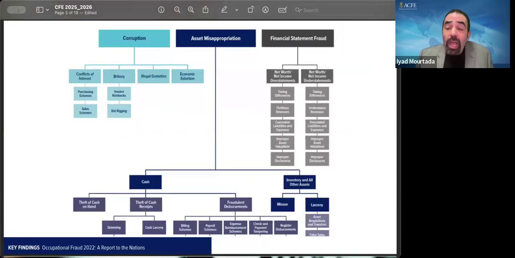Someone will say, Iyad, I don't have an accounting background. Is this a big issue? The answer is no. We don't speak about accounting and finance. We speak about fraud. We speak about financial fraud and accounting fraud. We are speaking about corruption with the different schemes that it has. We speak about asset misappropriation and the different ways it can happen through cash or inventory. And we speak about financial statement fraud.